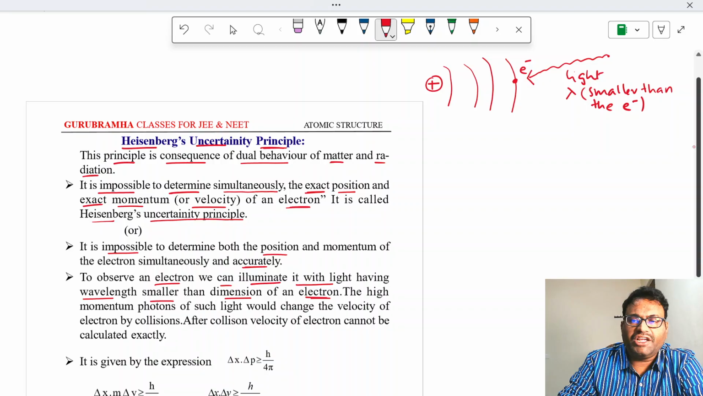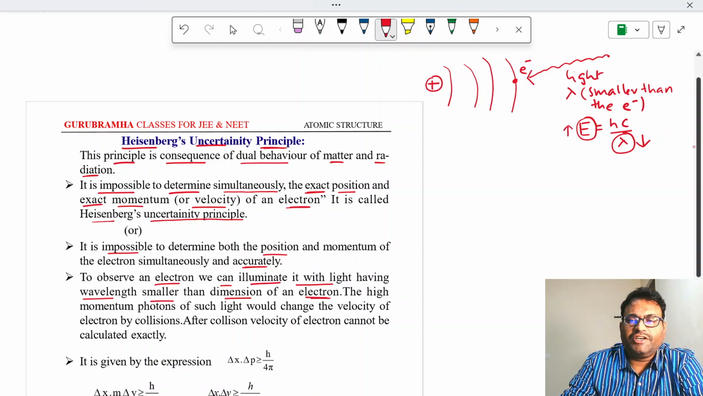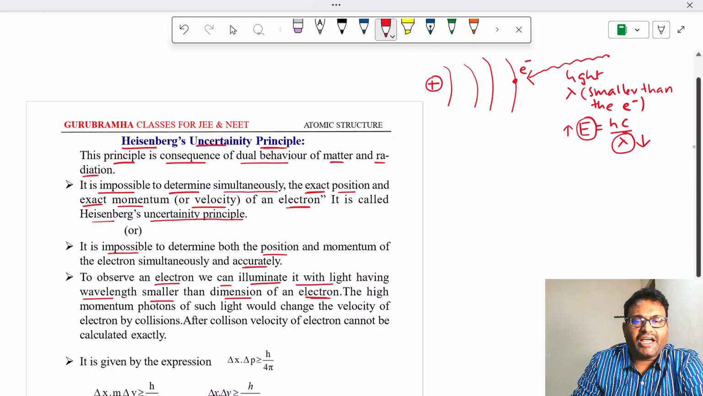We know that the energy of the photon is E equals hc by lambda. If lambda is very small, energy will be very high. If such a high energy photon is made to fall on this electron, that high energy is absorbed by the electron, and within a fraction of time, as it is absorbing energy, it will change its velocity. So the high momentum photons of such light would change the velocity.